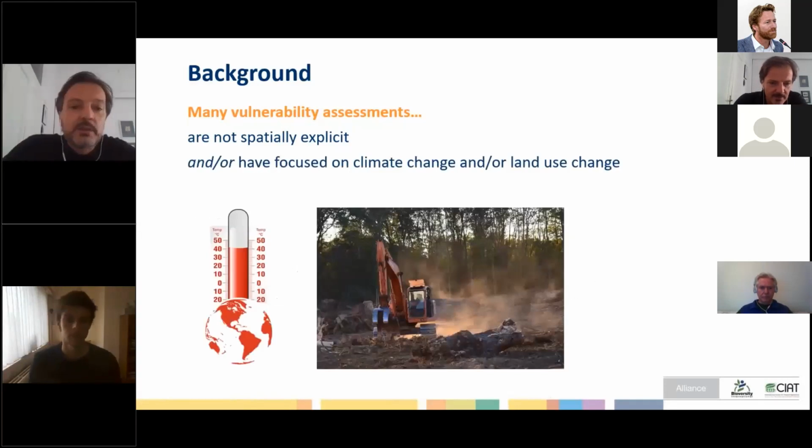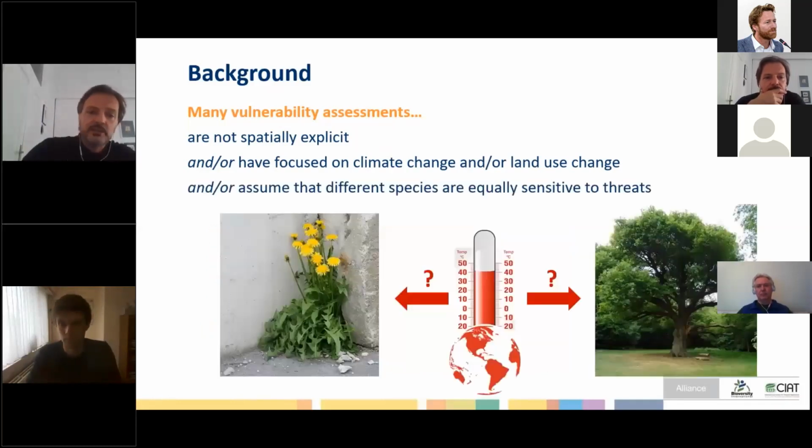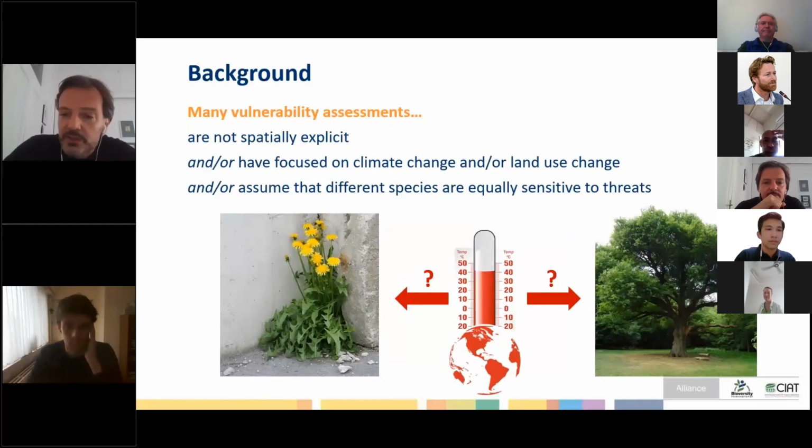Then there are many vulnerability assessments out there, but many of them have focused on climate change as the main threat, some also on land use change, but there are only very few studies that also look into other very important threats. And last, in many articles it's assumed that different species are equally sensitive to threats. This is also something that we were trying to overcome.